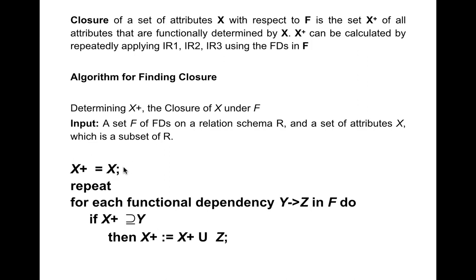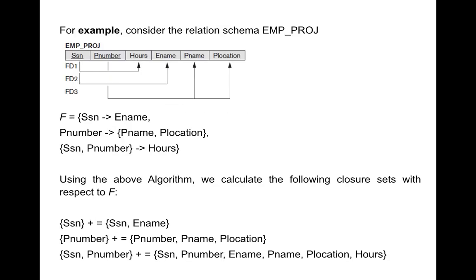Initially, X is the given set of dependencies. Consider X to be the set of given dependencies that would be there in the closure. We need to repeat. There's only this one single step we need to understand: for each functional dependency, Y gives Z. Let's take an example from this.